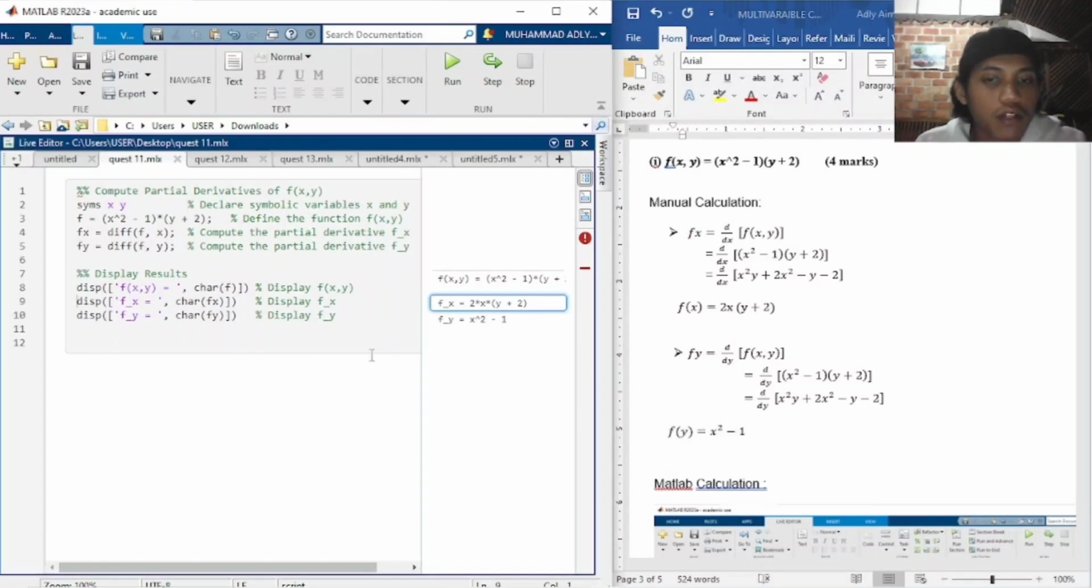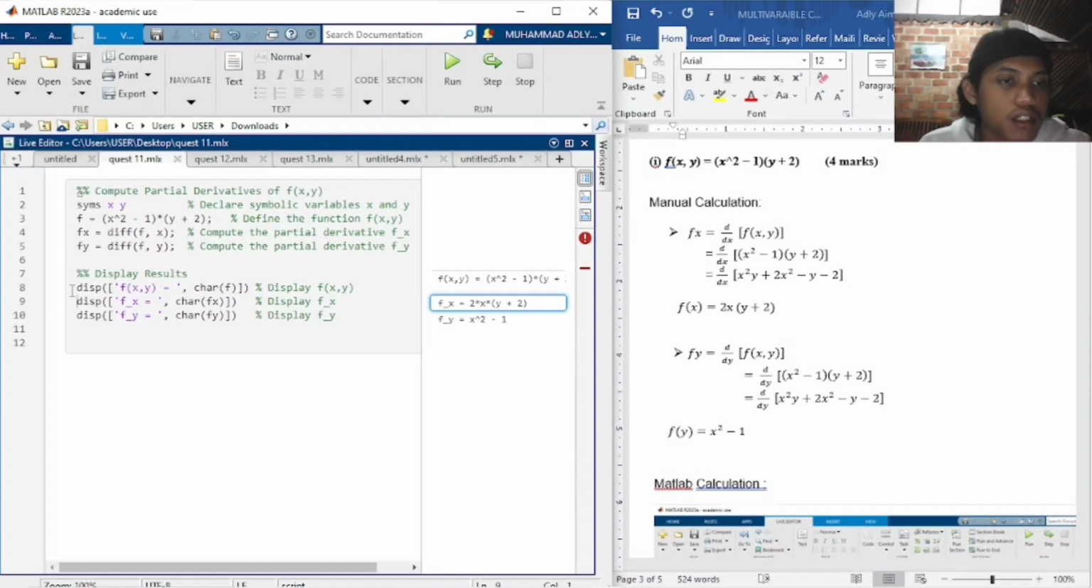For the MATLAB part, we must declare the symbolic variables x and y like this. Then we put the command f equals x to the power of 2 minus 1, multiplied by y plus 2, to define the function of x and y. For line 4, we put the command fx equals diff f with respect to x, and fy equals diff f with respect to y, to compute the partial derivatives fx and fy. Then for line 7, we display the result to get the answer.